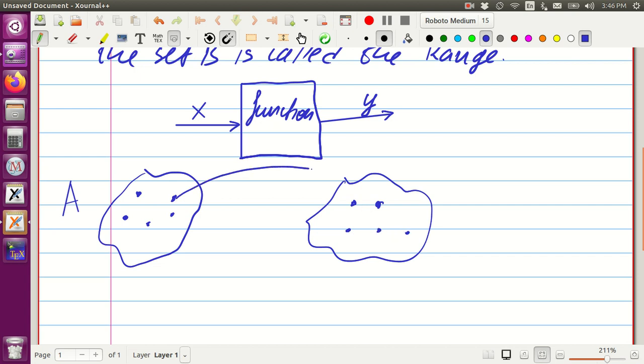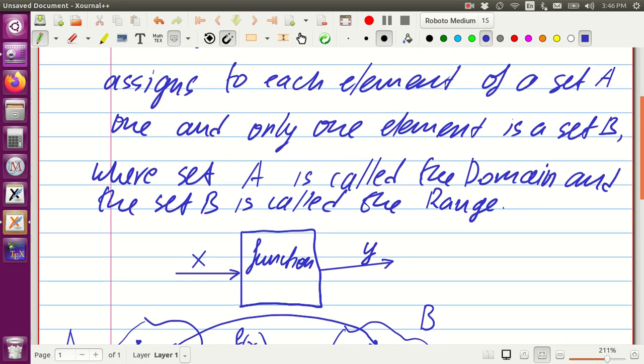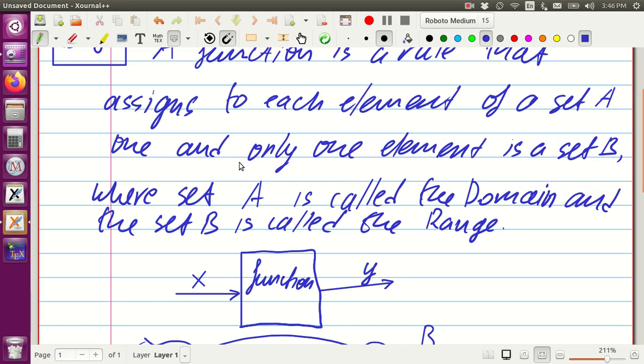So you take a function and you apply it to an element in the set A and it gives you an element in the set B. And the main thing in this definition is that it has to be one and only one element in a set B. Only one, and cannot be two elements in a set B.